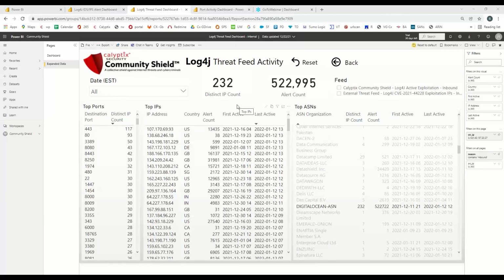It is important to note that the threat feed activity represents a blocked traffic event from an IP that was detected by the Log4j recipe. That's all we know. We don't know, were they trying to leverage Log4j? Maybe they were doing something else. Maybe they were trying to do a brute force. But it is where they came from and why they're on the feed. That's all we know, and it's important to not overstate that.